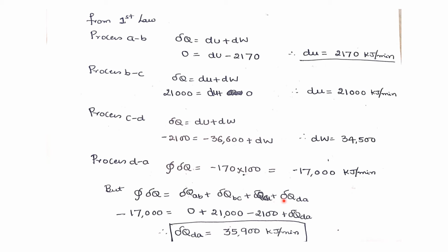With that I can easily calculate delta Q of DA using this equation. Delta Q of AB is given as 0, delta Q of BC is 21,000, and delta Q of CD is minus 2,100. Now this one we have to calculate. If I simplify this, I get delta Q of DA as 35,900 kilojoules per minute. We have calculated this value, delta Q of DA.